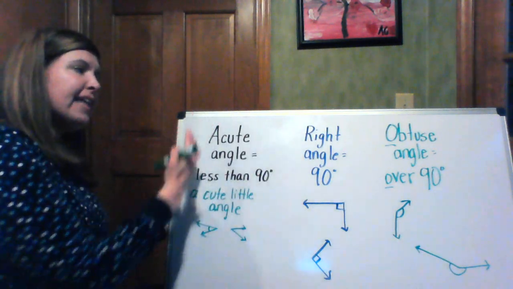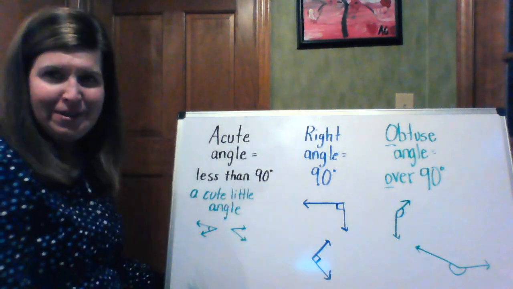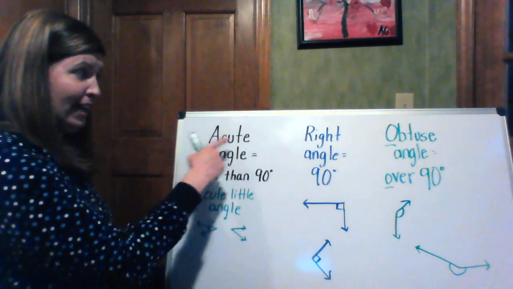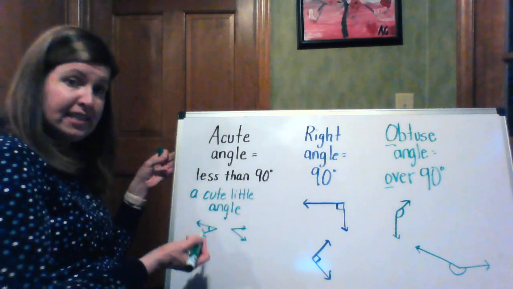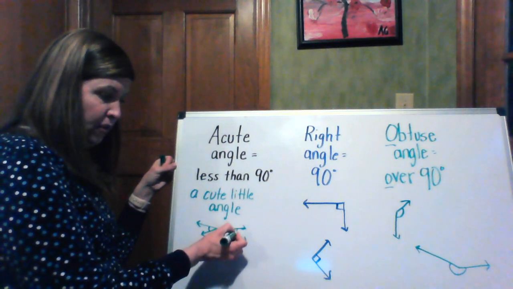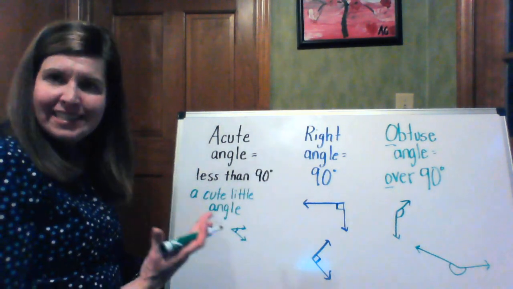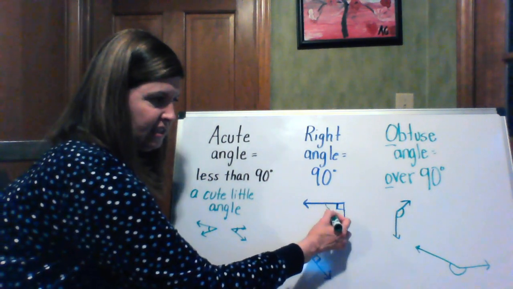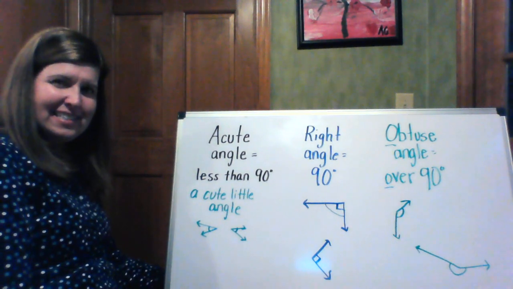Now, if an angle is less than 90 degrees, it is called an acute angle. And how I remember it is I always say, oh, it's just a cute little angle. A cute little angle, which means it's less than 90 degrees. So that means that the distance between these two rays is less than 90 degrees. I can kind of see that it's less than 90 degrees because if I know this is 90, I can look at the distance between these two and say I know that it's less.